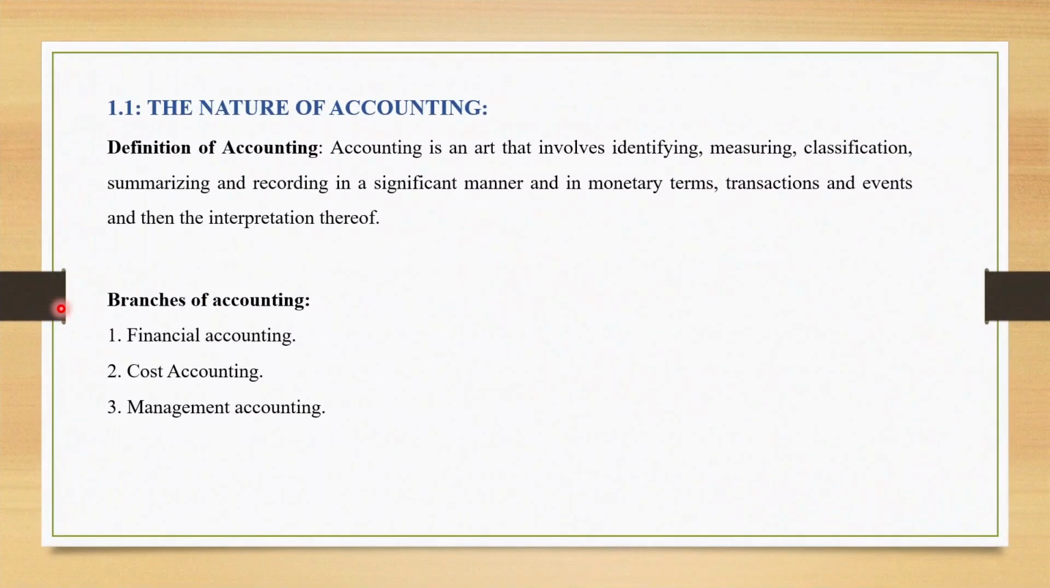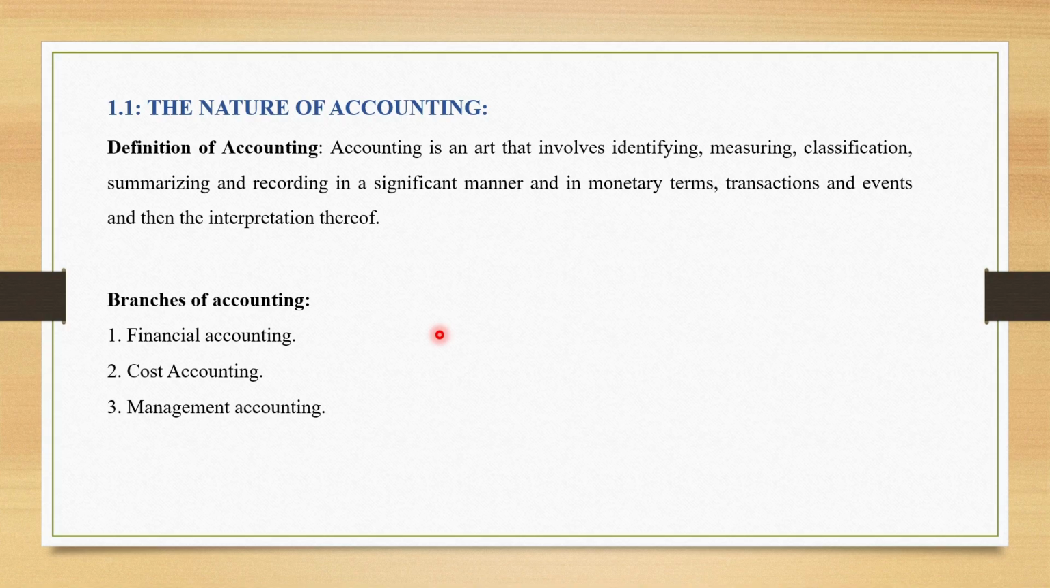What is accounting? By definition, accounting is an art that involves identifying, measuring, classifying, summarizing, and also recording in a significant manner and in monetary terms, transactions and events, and then the interpretation of that. So this involves the recording, summarizing, and reporting of financial transactions of a business or organization. There are many branches of accounting. We have financial accounting, cost accounting, and management accounting.